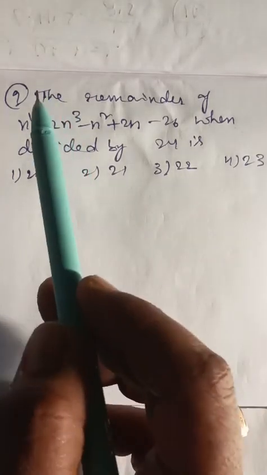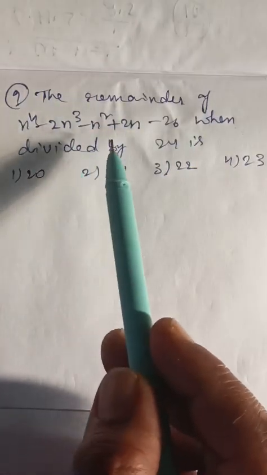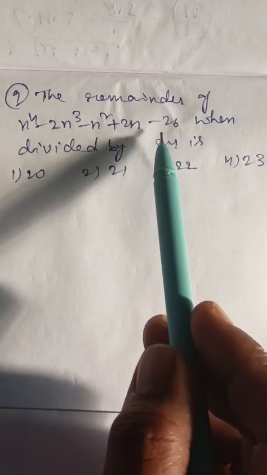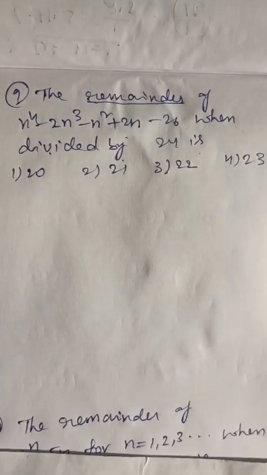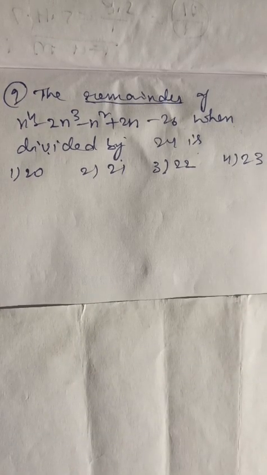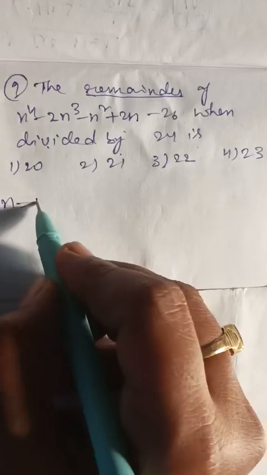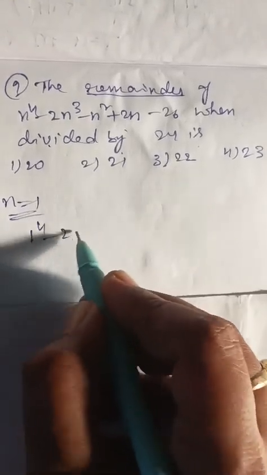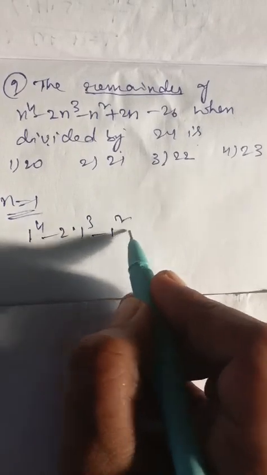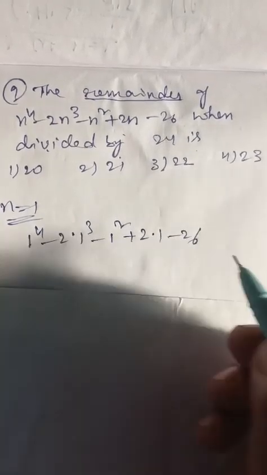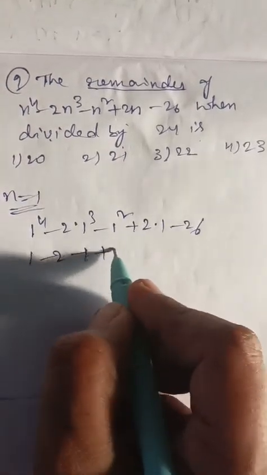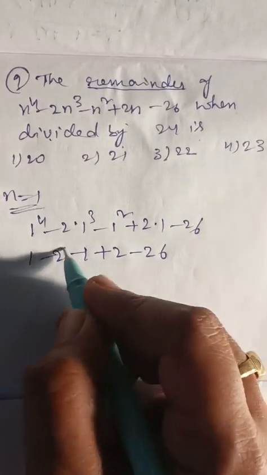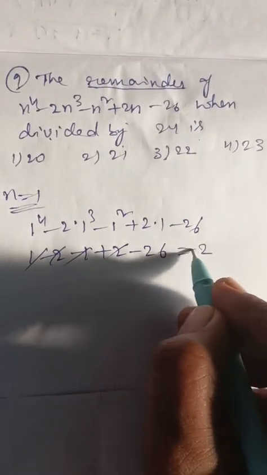The next question, the remainder of n power 4 minus 2n cube minus n square plus 2n minus 26 when divided by 24 is. So in these remainder sums, we have a simple way to get the answer. That is, again put n equal to 1. Then 1 power 4 minus 2 into 1 cube minus 1 square plus 2 into 1 minus 26. So 1 minus 2 minus 1 plus 2 minus 26, which is equal to minus 26.